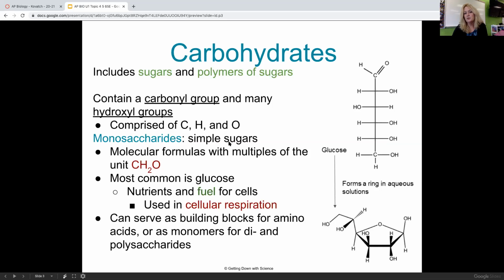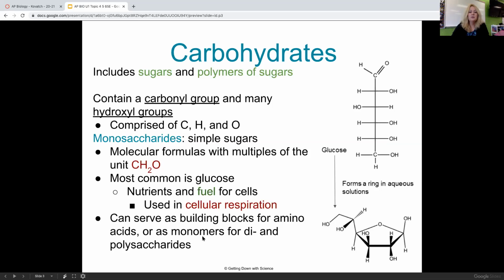We call simple sugars monosaccharides, and if you have more than one sugar hooked together, we call those polysaccharides. The repeating unit of a carbohydrate is CH2O. Most common is glucose. Polysaccharides are often made of many different kinds of sugars. Glucose is the one that your body needs for cellular respiration.